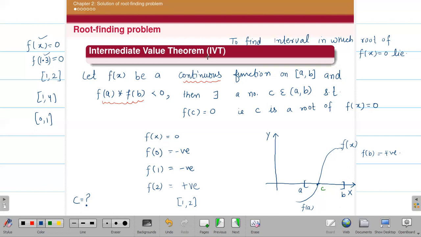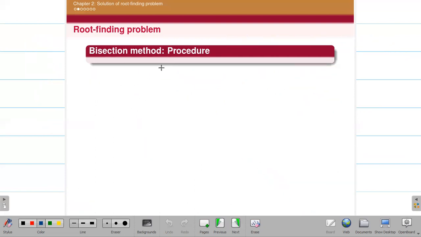Okay. So our next thing: how to find the root of this equation, f of x is equal to 0. So now we have 4 methods. So first of all, we have the bisection method. So now what is the procedure of the bisection?